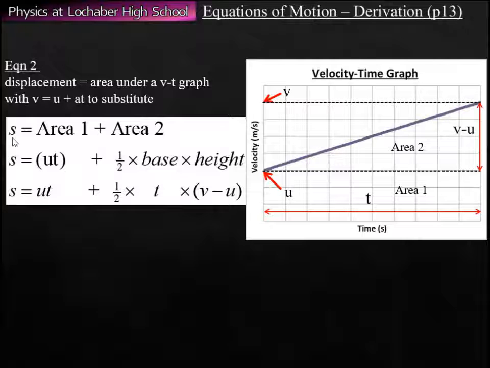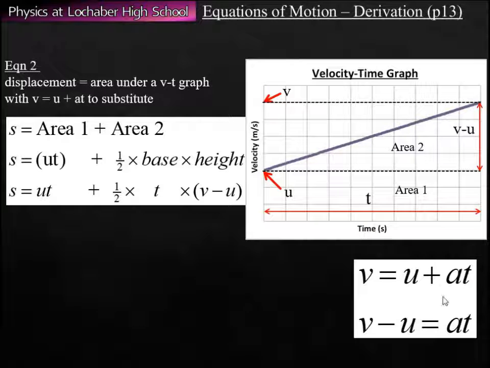So total area, that's going to be equal to the displacement, that's equal to area 1 plus area 2. For area number 1, it's the height of the rectangle multiplied by the width of it, that's ut. And for the triangle, the area should be 1/2 times the base times the height, or 1/2 times the base, that's t, and the height, I just said, is v take away u. So that's our sum. Now I could leave it like that if I particularly wanted to. That would be true, I could use that in various sums. But that's not the endpoint I'm trying to get to. I'm trying to get s equals ut plus 1/2 at squared.